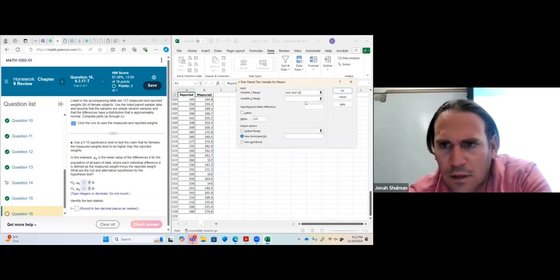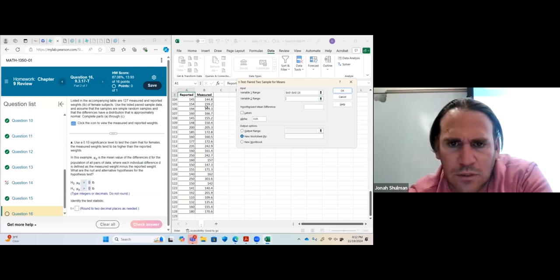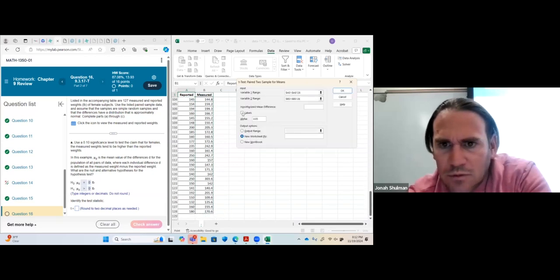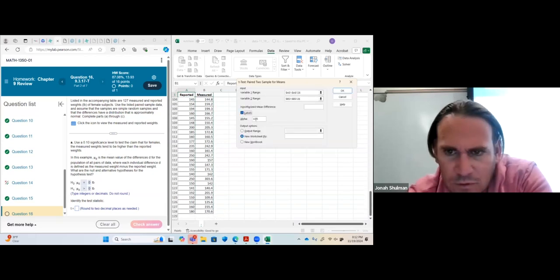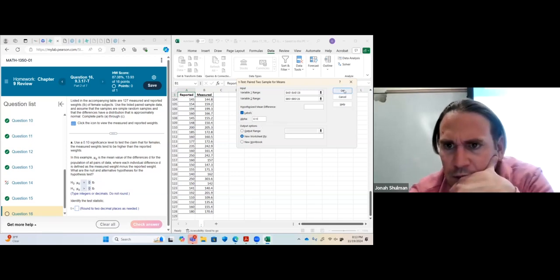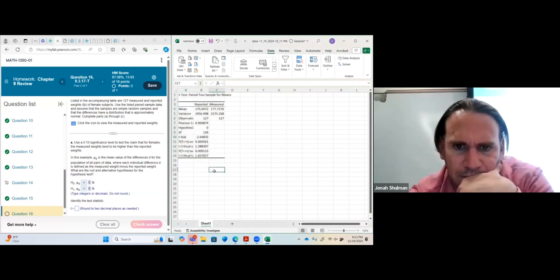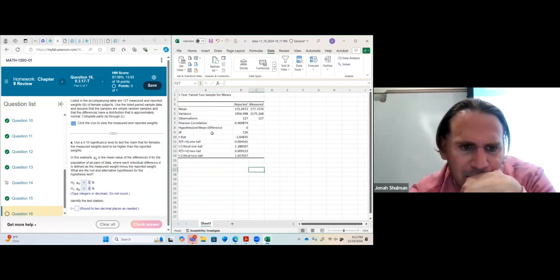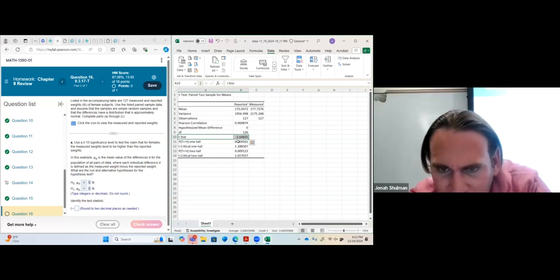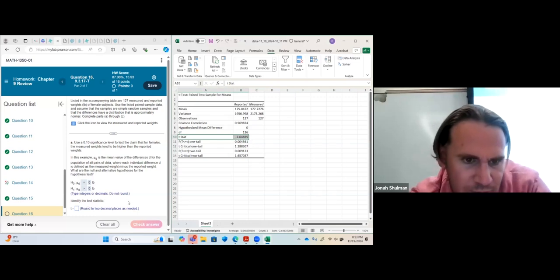And our variable two is measured. Notice that I have labels. I just wanted to show you in case you ever type labels. Got to get rid of that. Our alpha is going to be 0.10. And let's just click OK. So here we go. We are doing a one-tailed test. What does that mean? So our t-statistic, the first thing that we want, there it is, to 2 decimal places: negative 2.65. Let's see if that's right.